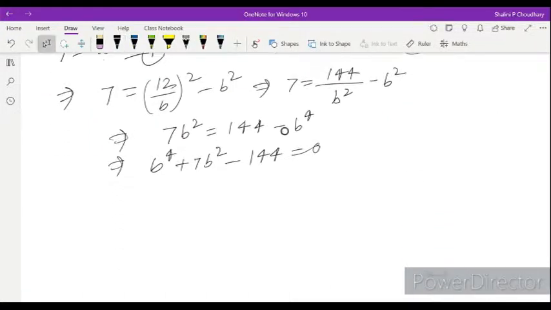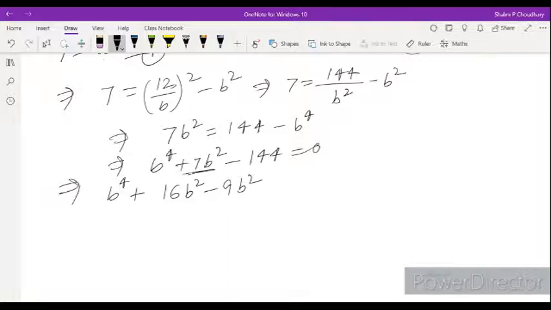And what is 144? 16 times 9 is 144, and the square of 12 is 144. So what can we write like this? b to the power 4 plus, since 16 times 9 is 144, can we write 16b square minus 9b square? That will be 7, right? 16 minus 9 will be 7. So can we write 7b square as 16b square minus 9b square? And minus 144 as it is we'll write here.